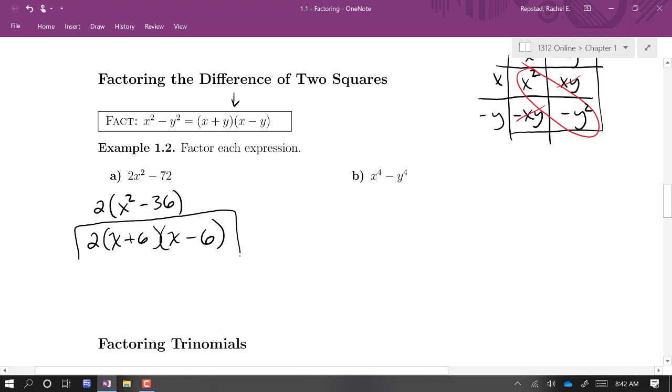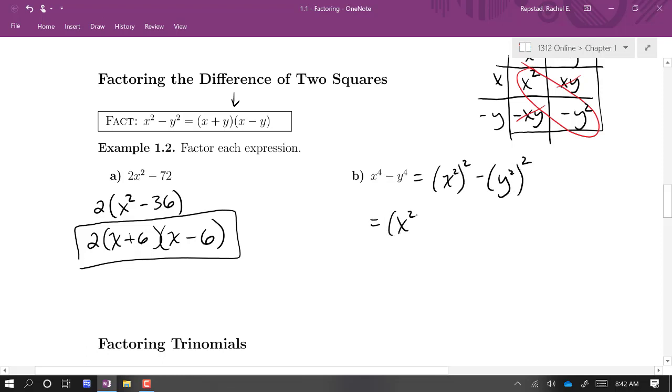In part B, x to the fourth minus y to the fourth. This is a difference of squares. They're fourth powers, but they're also squares. Any even power is a square. In fact, I could write this as the square of x squared minus the square of y squared.